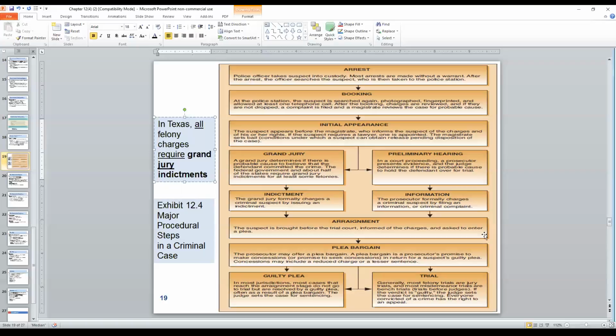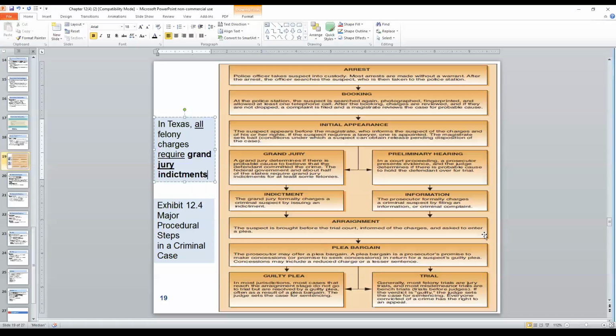There's a few other pleas that the person can enter. For example, not guilty by reason of insanity can be another plea. But for the most part, those are rare things. We usually have guilty or not guilty. Typically, a person is going to plead not guilty unless he's in the process of accepting a plea bargain.